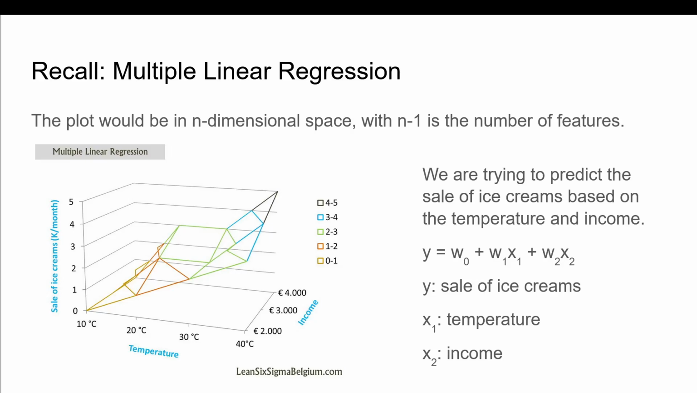For example, if you are working with a two-dimensional space, you only take one variable into account. But if you are working with two variables, in this case the temperature and the income, then you will get the result in a three-dimensional plot.